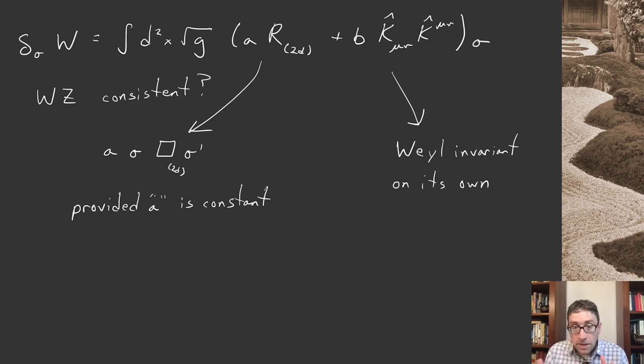So these are the two pieces that appear in the anomaly for a 2D boundary of a 3D system that starts out being Weyl invariant. This is the boundary anomaly for a 2D Weyl invariant boundary in a 3D system.